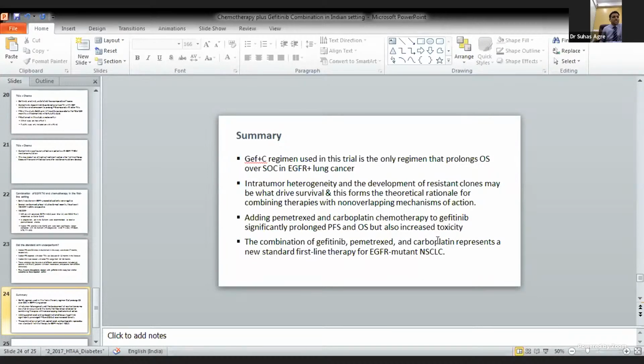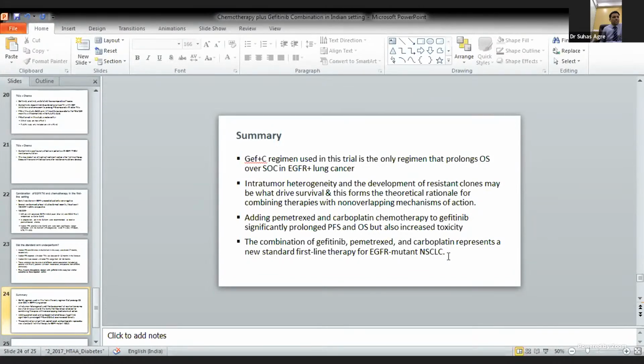The intratumor heterogeneity and the development of the resistant clone may be what drive the survival, and this forms the theoretical rationale for combining therapies with non-overlapping mechanisms of action. Adding the pem-carbo chemotherapy to gefitinib significantly prolonged PFS and OS, but there was increased risk of toxicity as well. So we can consider this particular combination, particularly for fit patients who are not able to afford the other standard of care and may be willing to accept this kind of toxicity.